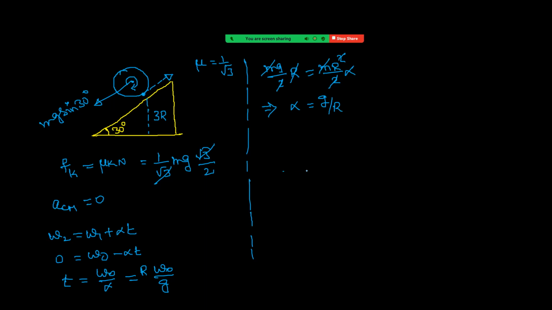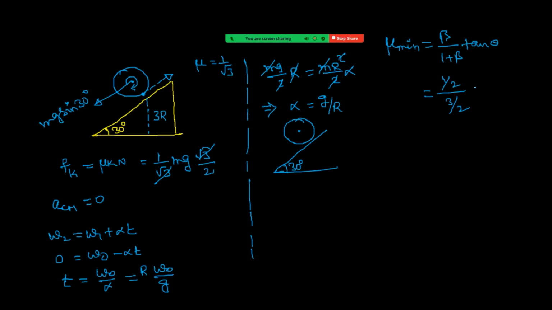Okay. And see what happens now. Once omega becomes 0, the question is just like a cylinder placed on an inclined plane. No velocity, no omega. In such a case, first we have to focus on rolling without slipping, the minimum coefficient of friction required. In earlier lectures, we have learned that minimum mu value is beta upon 1 plus beta into tan theta. Beta is 1 by 2, 1 plus 1 by 2 is 3 by 2, tan 30 is 1 by root 3, 2 gets cancelled. It is now 1 by 3 root 3, right? That is the minimum mu value required.